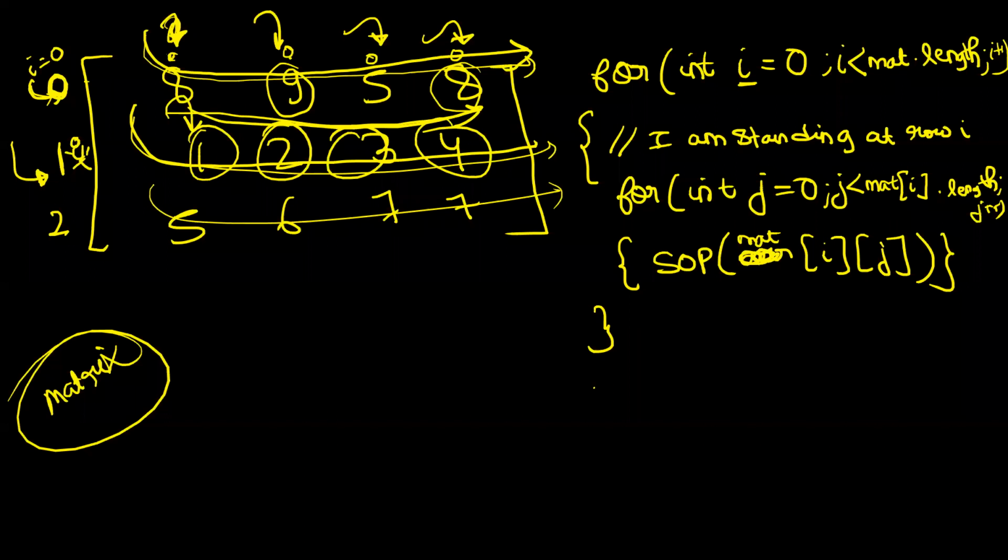Why not j equal to 1? Because the column indexes start from 0, right? Okay. So now let's quickly write the code for taking an input of a matrix from the user and printing the contents of that matrix back to the user. Simple. Okay. Cool.